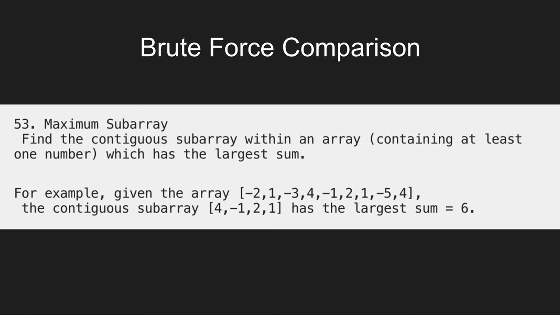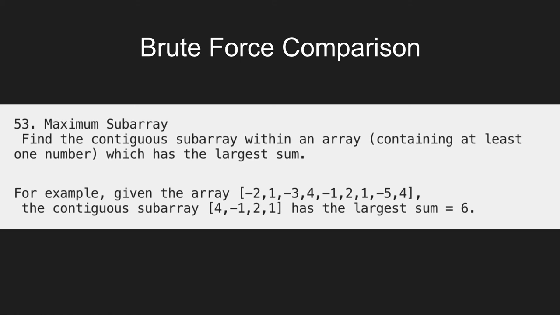So here's a problem just to demonstrate the difference between a brute force solution and different optimizations you could perform on this brute force solution to adapt it into a sliding window solution. So in this problem for maximum subarray, you're asked to find the contiguous subarray within an array containing at least one number which has the largest sum. So in this example, you're looking for the continuous subarray 4, -1, 2, 1 to get you the largest sum of 6.